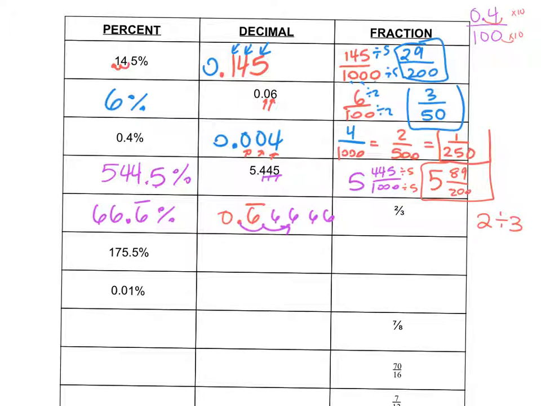And if you remember, a repeating decimal is really like a fraction over 9. So you could also write that instead of 66.6 repeating, you could write it as 66 and 6/9, which then simplifies to 66 and 2/3%. So either one of those is correct.